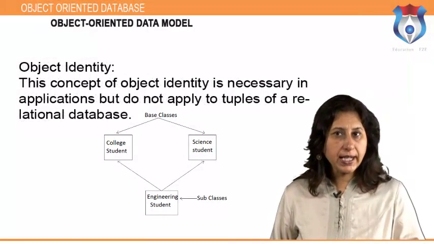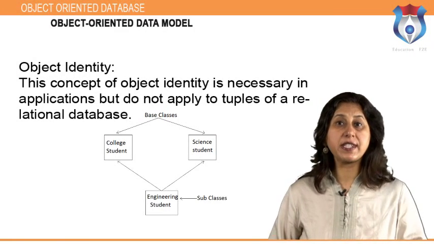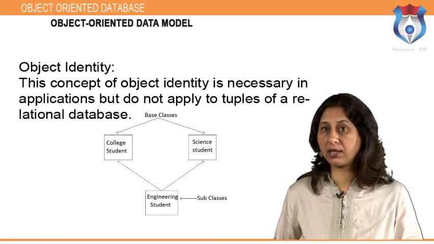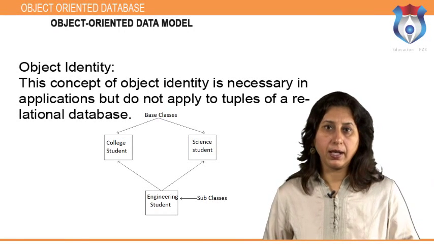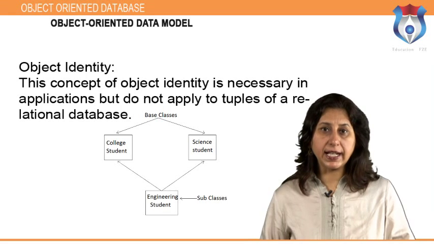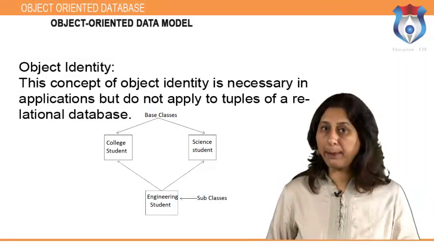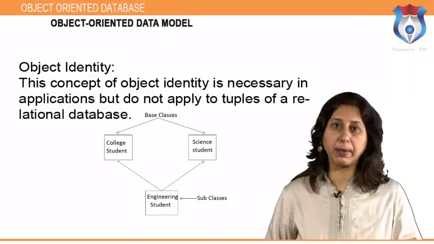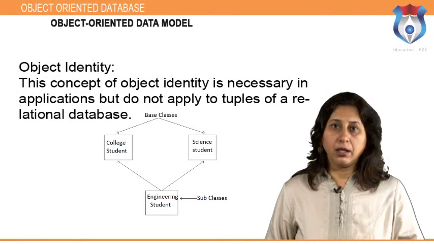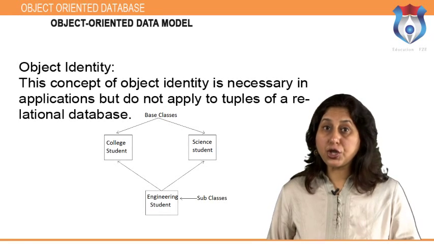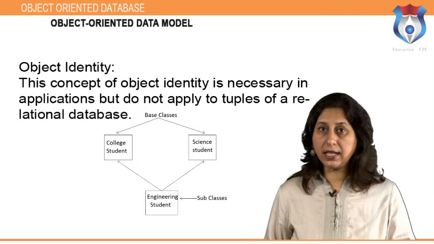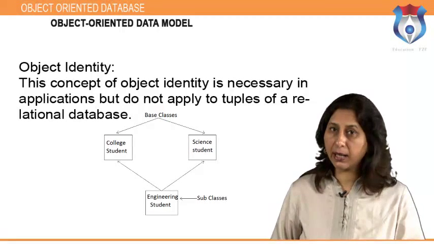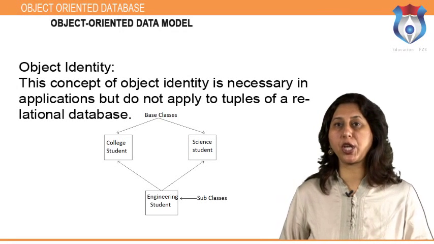An object retains its identity even if some or all of the values of variables or definitions of methods change over time. This concept of object identity is necessary in applications but does not apply to tuples of a relational database. Object identity is a stronger notion of identity than typically found in programming languages or in data models not based on object orientation.